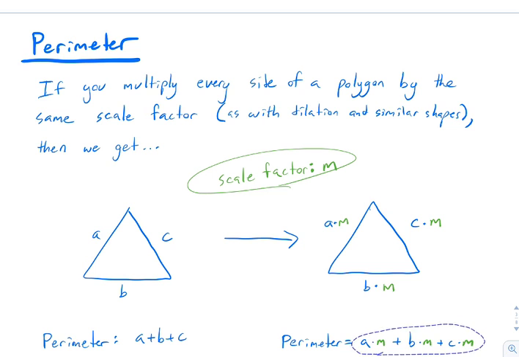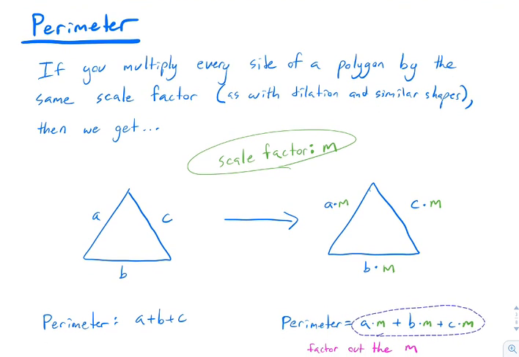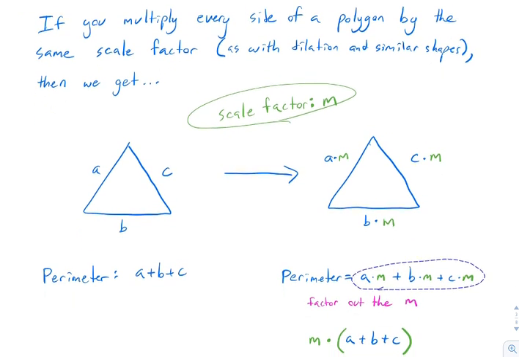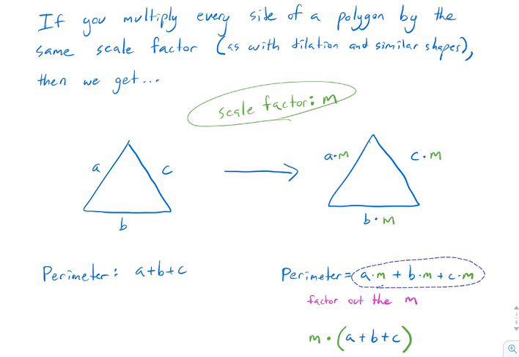Now with a little simple algebra, we could just factor out that M that's in every single side, and we get M times A plus B plus C. Or in other words, the entire perimeter of the first shape has been enlarged by a scale factor of M, just what we noticed up above.